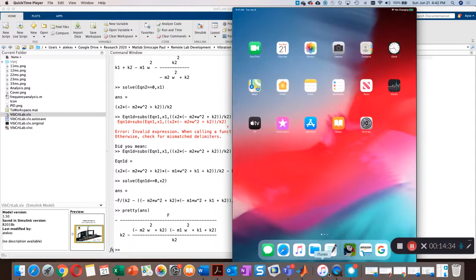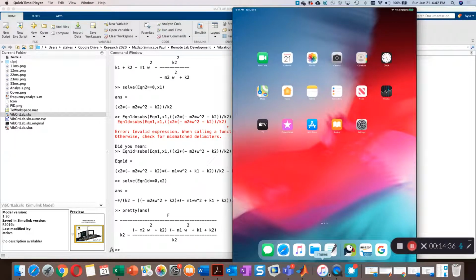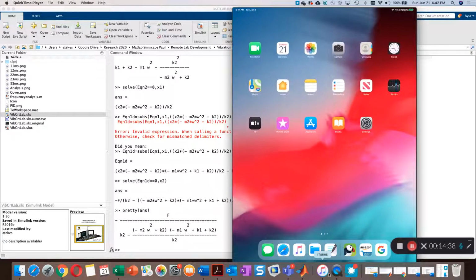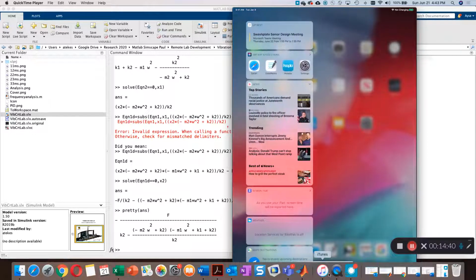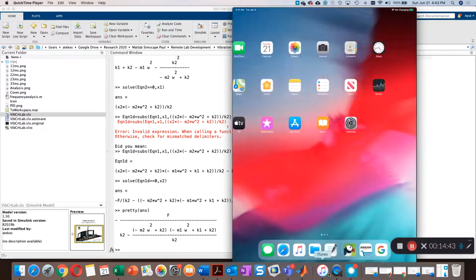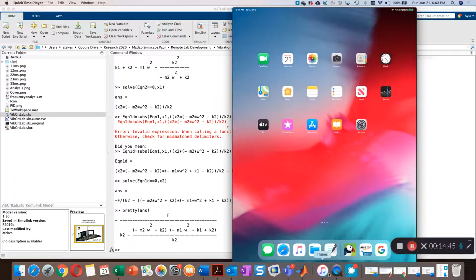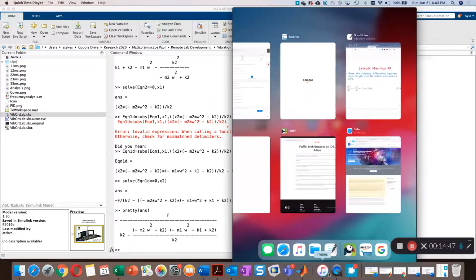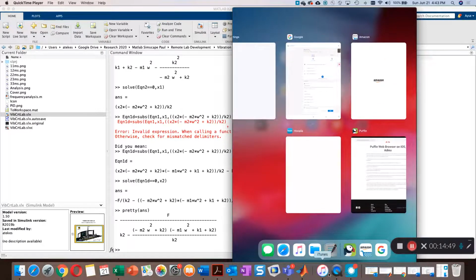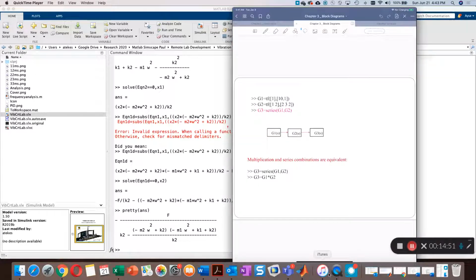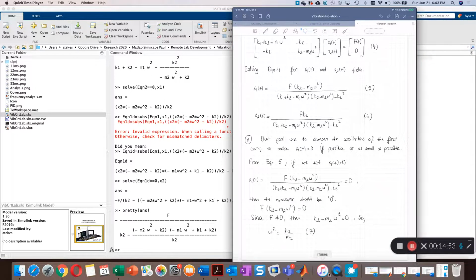I have to just restart my notes. It's kind of frozen. Let me first deal with that. Okay, now it's going to help. Going back to Goodnotes and opening this vibration isolator. Perfect.